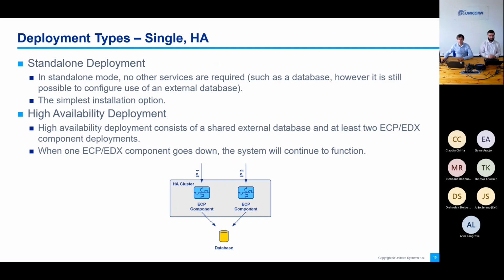Now let's take a look on deployment types. So we have two basic deployment types. One is standalone deployment, and the second one is high availability deployment. The standalone deployment means that all services like database, internal broker, and the application is installed on the one server. This is a default configuration and the simplest installation option. Everything is bundled in the one server, in the one installation package.